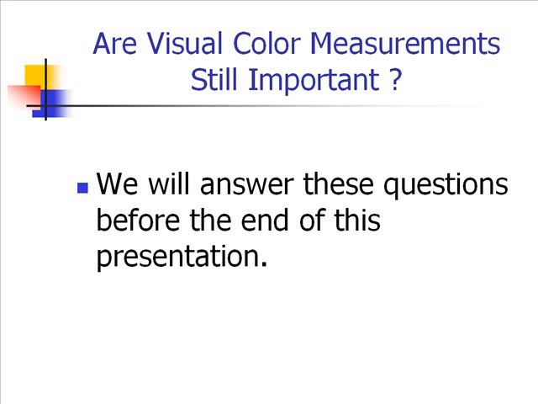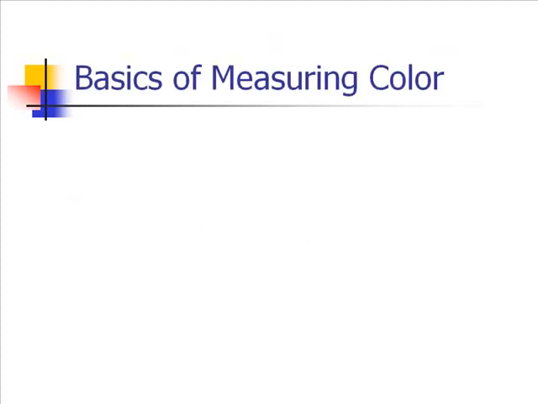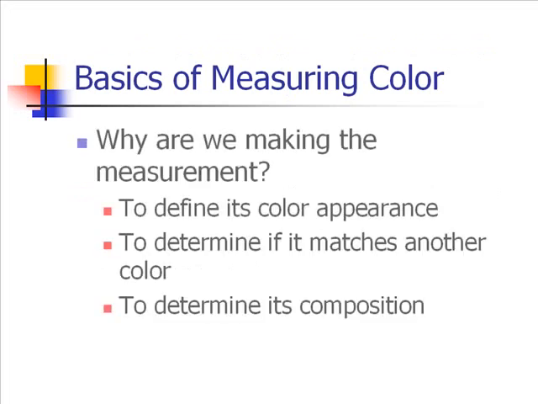First question is, why are we making the measurement? What are we after? Are we doing it to define its appearance, to determine if it matches another color? So are we doing a color match? Or to determine its composition? Do we want to reproduce it by mixing up colorants so that we get the same color match? So if we're just measuring appearance, we just have our sample and we just look at it under whatever light source that we want to look at it.